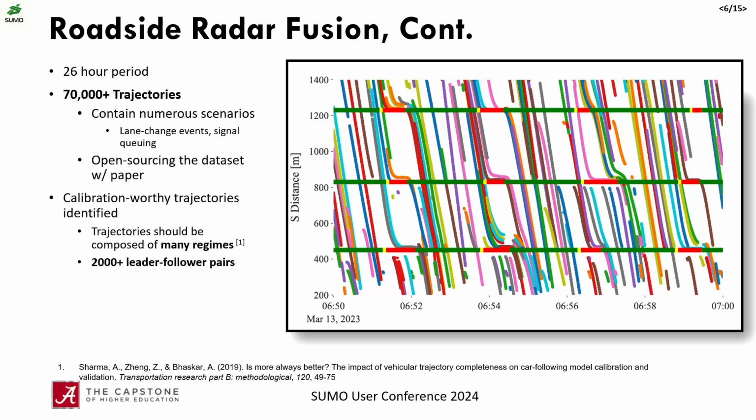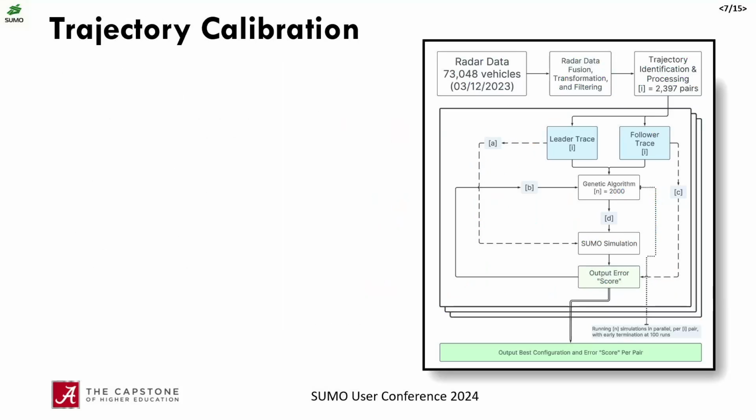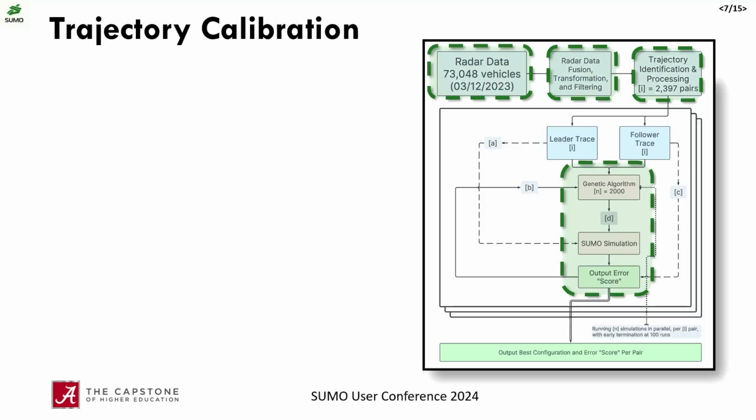We identified a little over 2,000 of them, and this is what we used for our car following calibration. So the general pipeline is we had those roughly 70,000 vehicles. We do transformation and filtering, like I said, identify the pairs, and then that gets supplied to a genetic algorithm-based optimization, where we take the leader trace, we take the follower trace, and we supply them to a SUMO simulation, where we use TraCI to control the leader. It moves exactly as the leader did in the real world, and then we're analyzing what the follower did, computing the error, and then iterating.